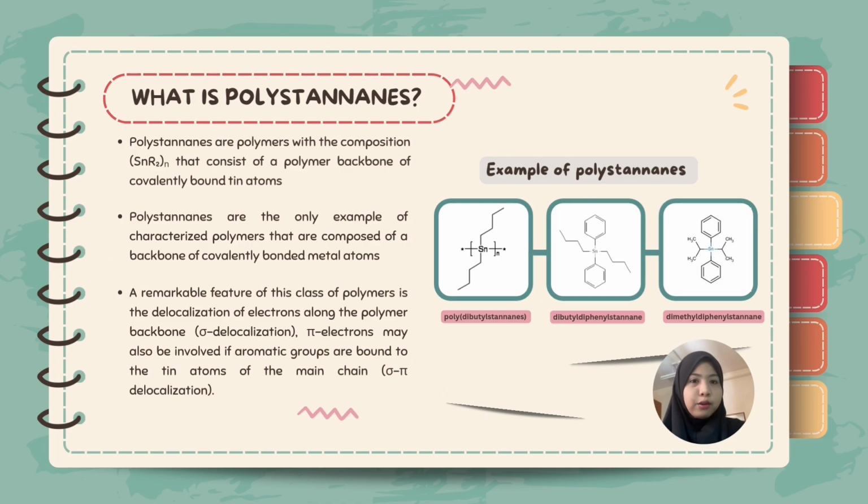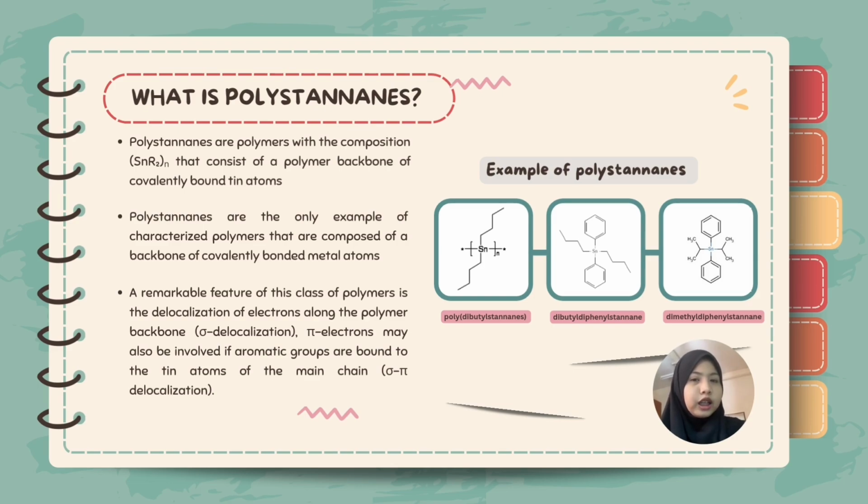Polystannanes are polymers with the composition of SnR2n that consist of a polymer backbone of covalently bonded tin atoms. Polystannanes are the only example of characterized polymers that are composed of a backbone of covalently bonded metal atoms. A remarkable feature of this class of polymers is the delocalization of electrons along the polymer backbone. Sigma delocalization might also be involved if the aromatic groups are bound to the tin atom.